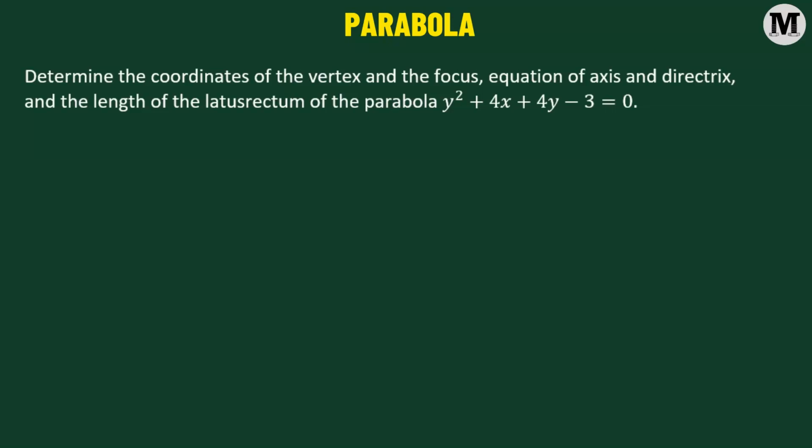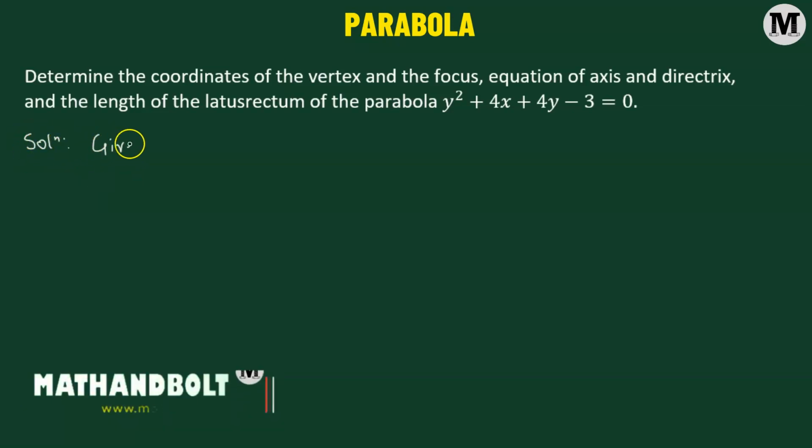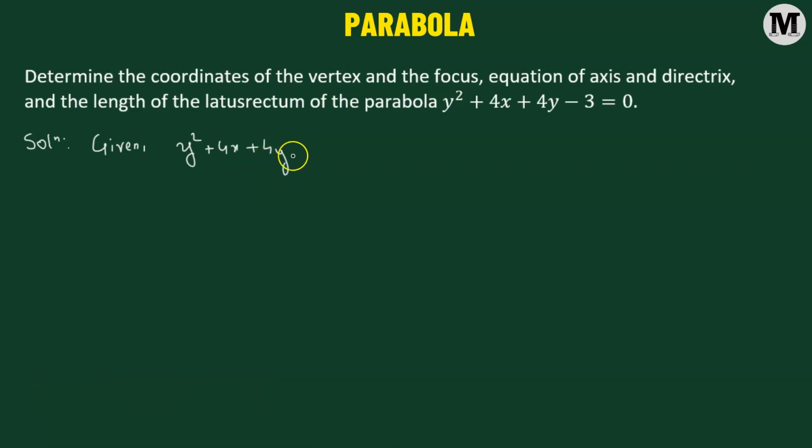Determine the coordinates of the vertex and the focus, equation of axis and directrix, and the length of the latus rectum of the parabola whose equation is given to us. Let us begin. So we'll start with the given equation of the parabola. Here we have y squared plus 4x plus 4y minus 3 equals 0.